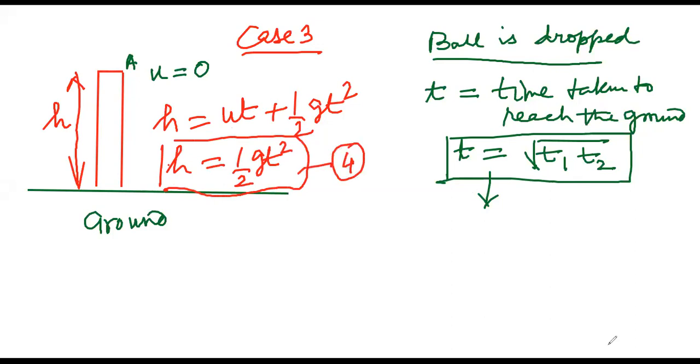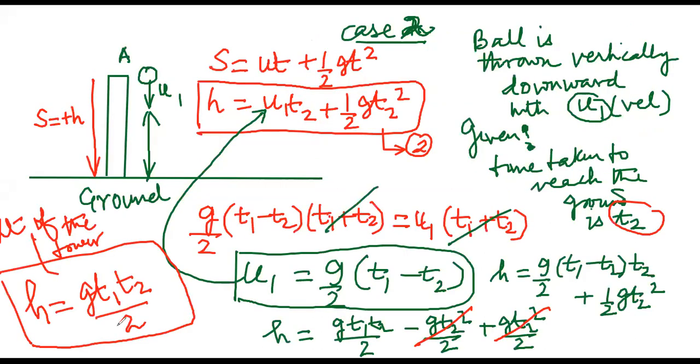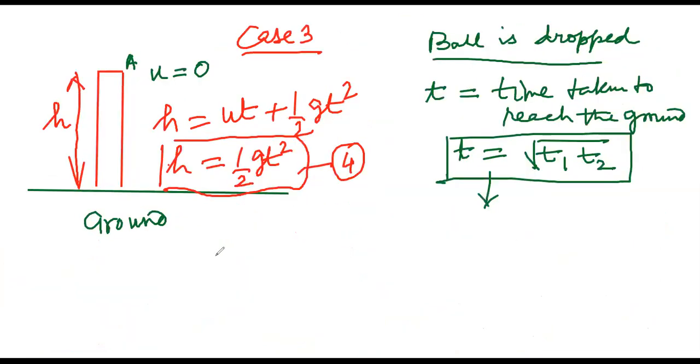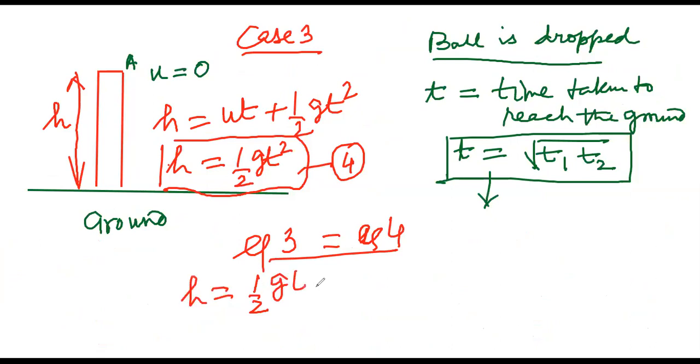Now children, I will move to the previous page once again. What was the height of the tower? We have already got it. If I write this as my equation number 3, the height of the tower will be equal to g t1 t2 by 2. So I will use equation 3 and equation 4. Since both are giving us the height, I can write half g t1 t2 is equal to half g t square.